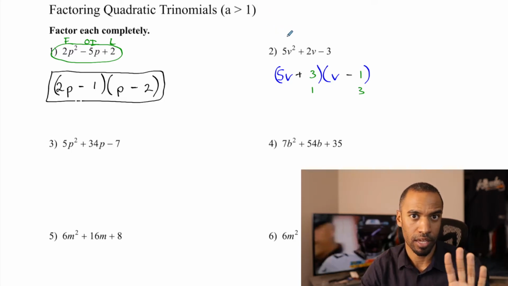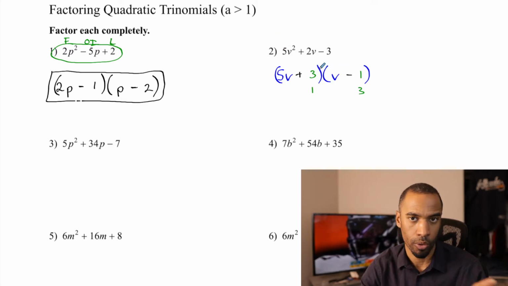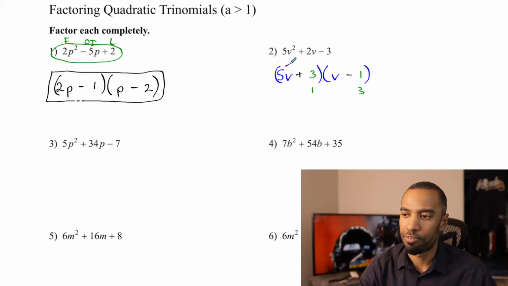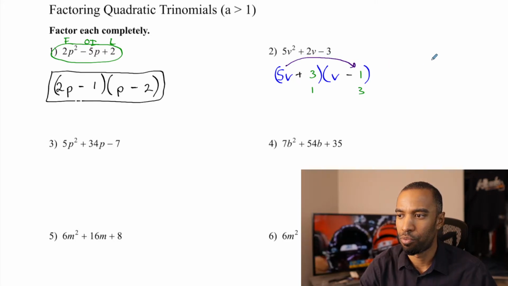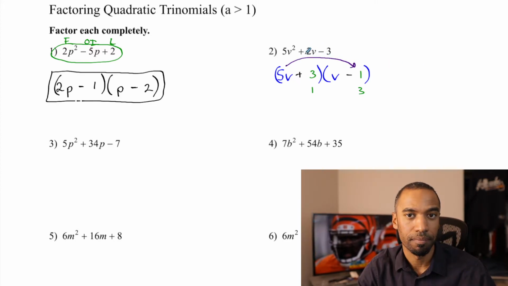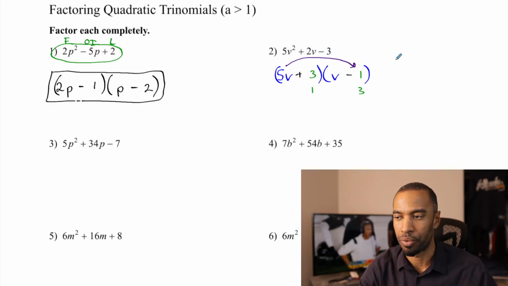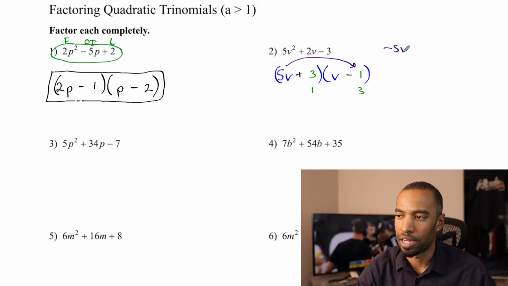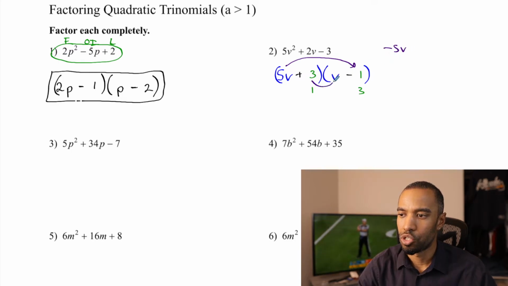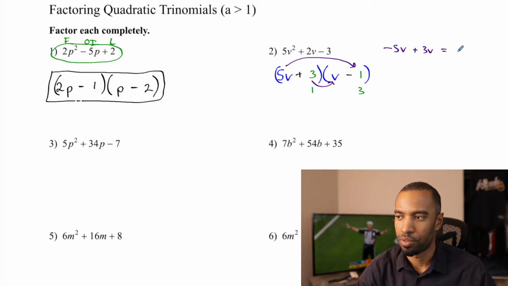And this is without knowing what the answer was beforehand. Let's do 5v times negative 1. By the way, we're testing to get 2v. We know the first term gets us 5v squared. We know the last term gets a negative 3. Let's do 5v times negative 1. We get negative 5v. Let's do 3 times v. We get 3v. And what does negative 5v plus 3v give you? It's negative 2v.